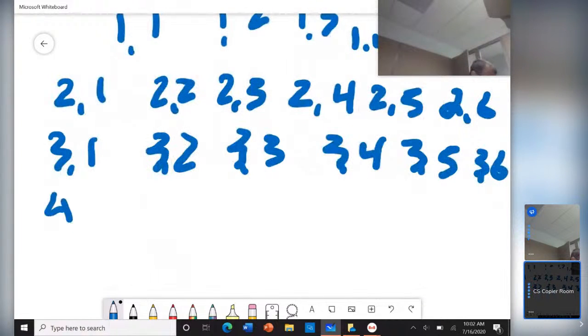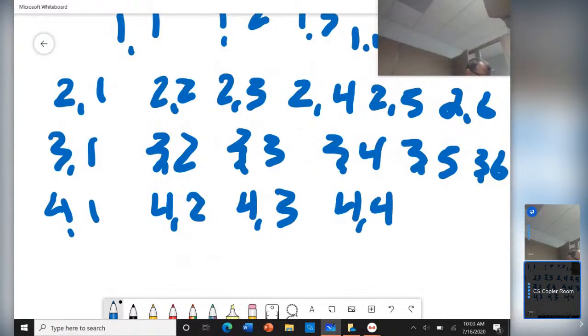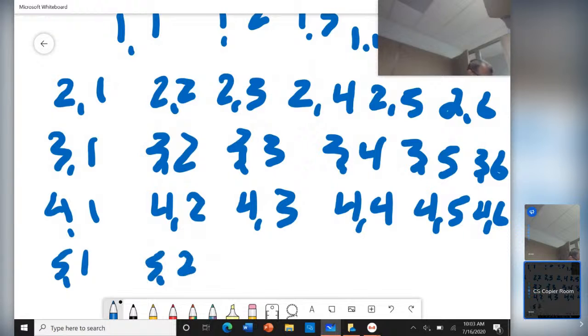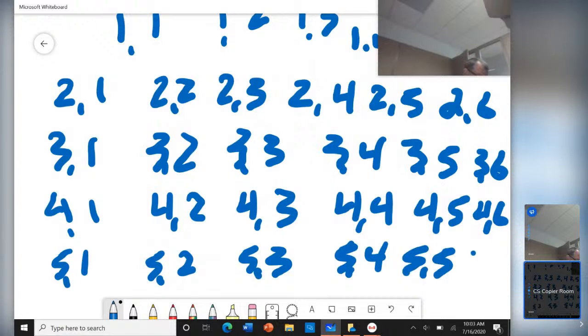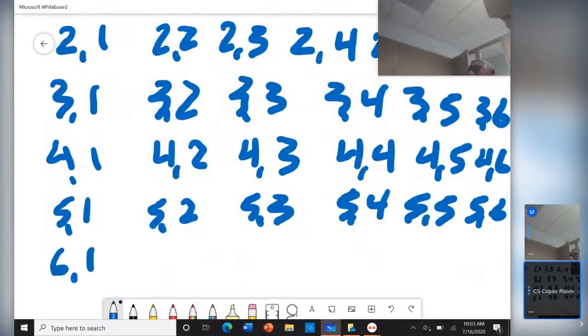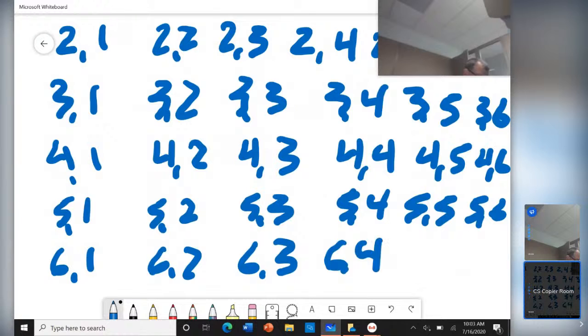Then you're going to have 4 and a 1, 4 and a 2, 4 and a 3, 4 and a 4, 4 and a 5, 4 and a 6, 5 and a 1, 5 and a 2, 5 and a 3, 5 and a 4, 5 and a 5, and a 5 and a 6. And last, you're going to have 6 and a 1, 6 and a 2, 6 and a 3, 6 and a 4, 6 and a 5. Those are all possible outcomes you can get when you roll 2 dice.